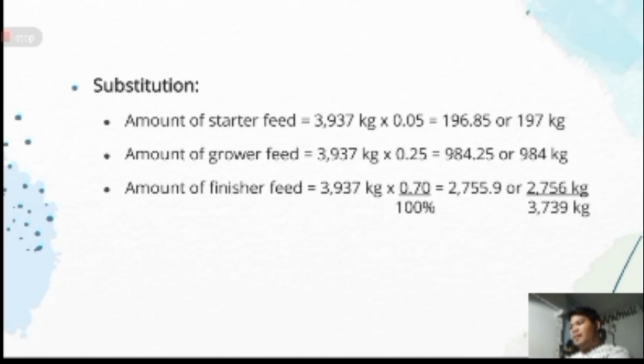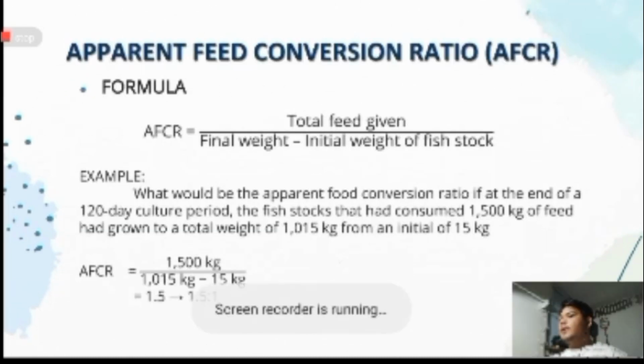Next we have is the finisher feed, 3,937 kilograms times 0.70, which is the percentage rate of our finisher feed, and we will get 2,755.9 or 2,756 kilograms. Lastly, we have the apparent feed conversion ratio. So our formula for this is total feed given divided by the final weight minus initial weight of the fish stock. So we have a problem here.